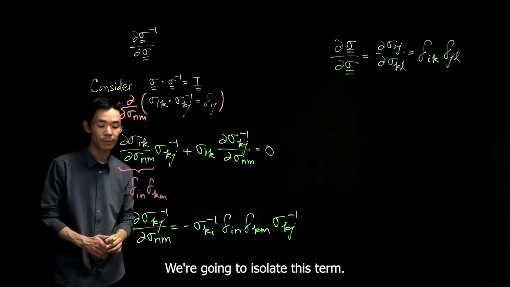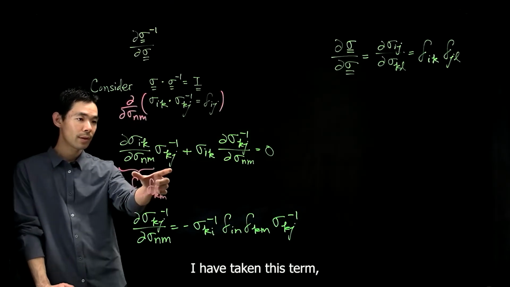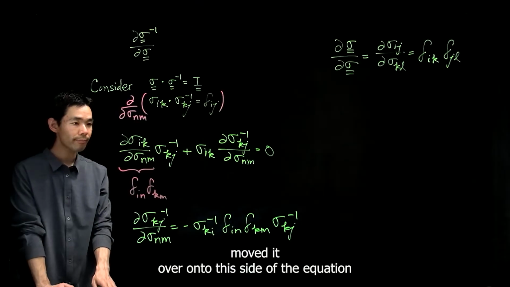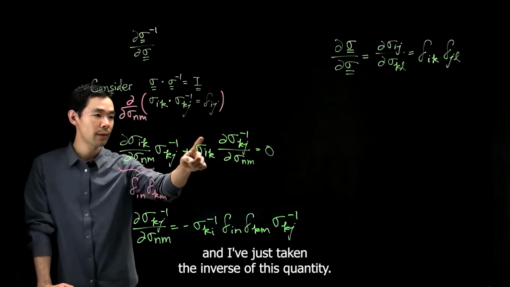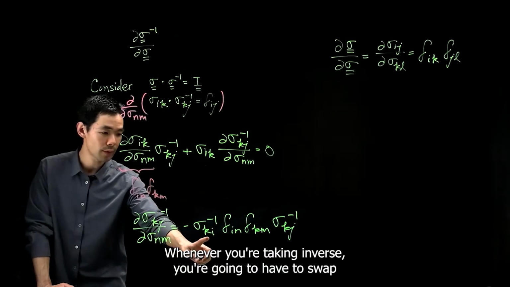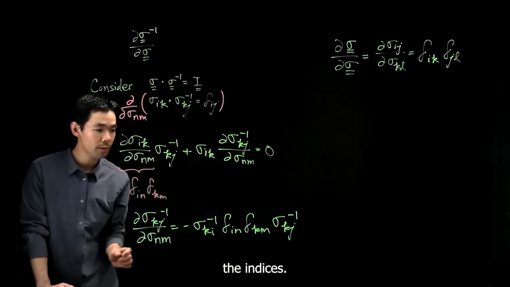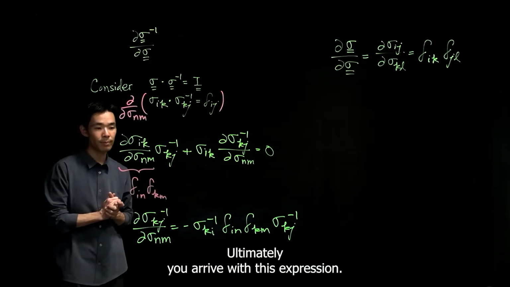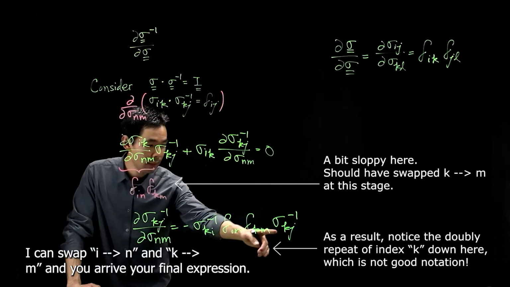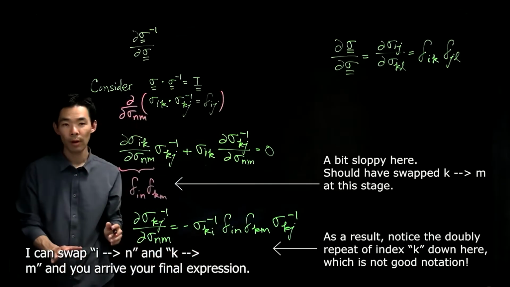Okay, so what I've done here is I have first just taken this term, moved it over onto this side of the equation, and then I've just taken the inverse of this quantity. So be careful, whenever you're taking left inverse, you're going to have to swap the i and k with the k and i here. But ultimately, you arrive at this expression. Ultimately, I can just swap this i with an n, this k with an m, and you arrive at your final expression.